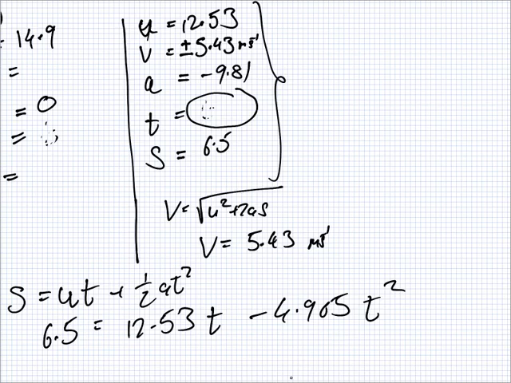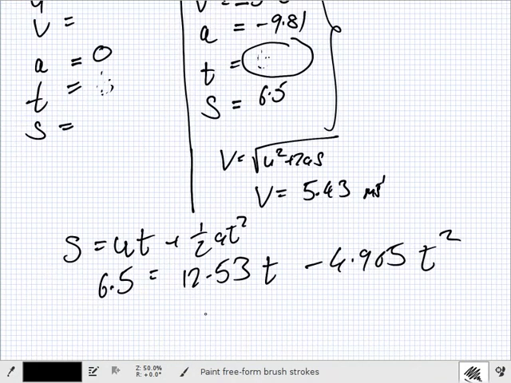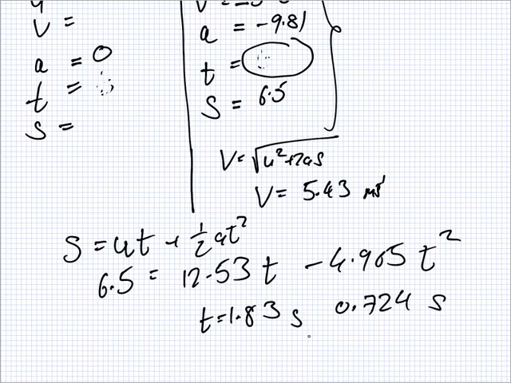So I get two answers for t. T equals 1.83 or 0.724 seconds. They're my two times. I'm not checking if I'm getting this right as I go along, but I am.